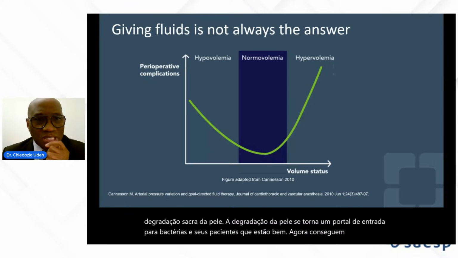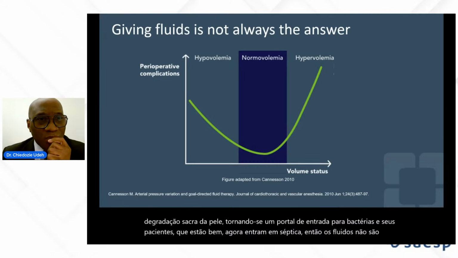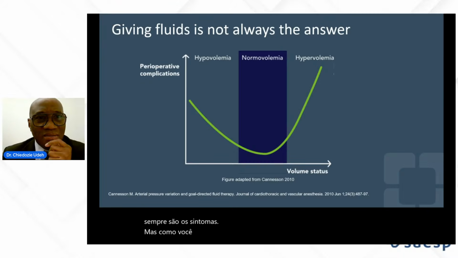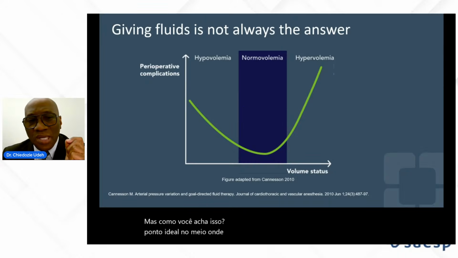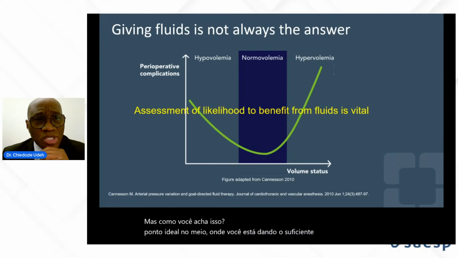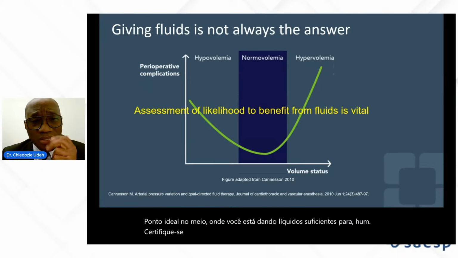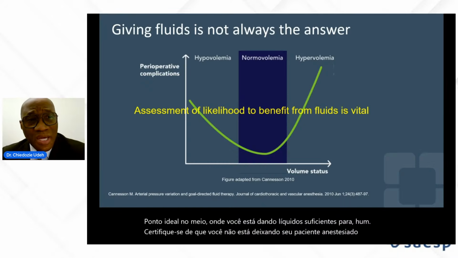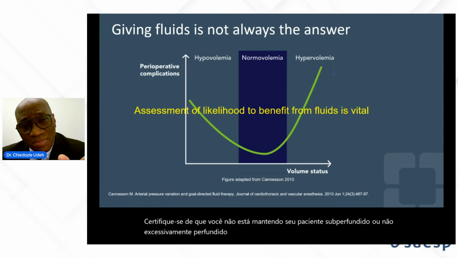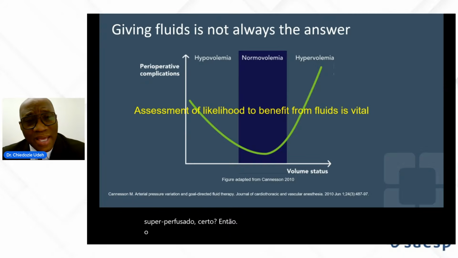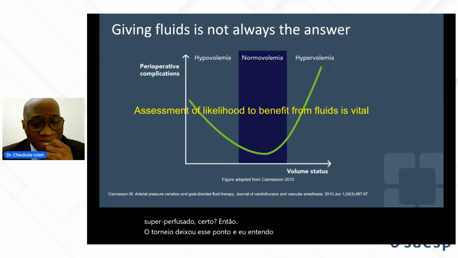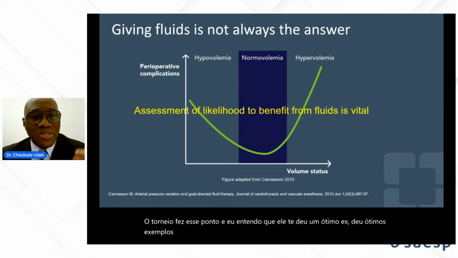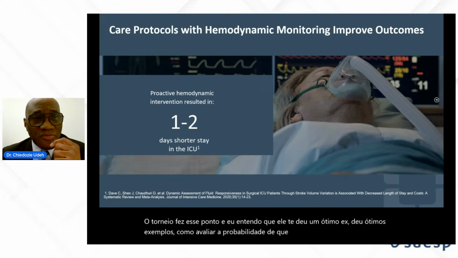So fluids is not always the answer. But how do you find that sweet spot in the middle where you're giving just enough fluids to make sure that you are not keeping your patient either under-perfused or over-perfused, right? Kahneman made that point, and he gave great examples. How do you assess the likelihood that your patient is going to benefit from fluids?